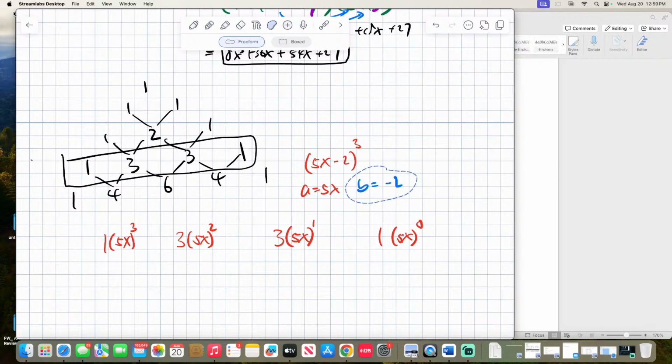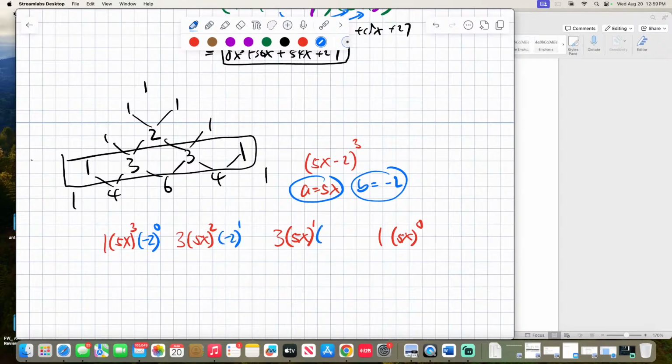Okay. So I went from 3 to 1. I lined up the a. It's going to go in descending order. This part is b, this part is a. So the b is -2, right? So -2 is going to start from the 0 power. -2 to the first, -2 to the second, and -2 to the third. And then you're going to add everything together.